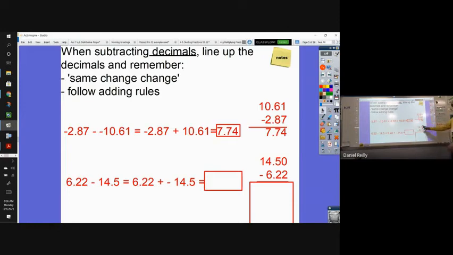Subtract, line up the decimal points, add zeros if you have to, right? This is 14.5, but you can add zeros out here as much as you need to, and subtract. So it's 8.28. Is it positive or negative? Negative 14.5 plus 6.22? Negative, because the negative number is the bigger one, okay?